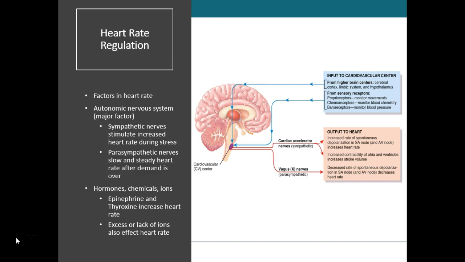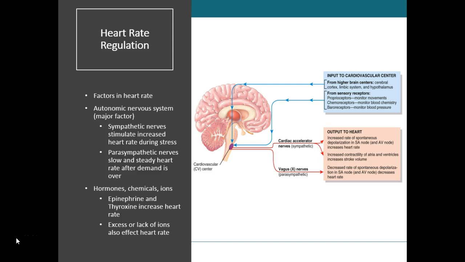As physical activity begins, proprioceptors, remember those are the ones that monitor the position of your limbs and your muscles, they're going to send nerve impulses at an increased frequency to the cardiovascular center. You have chemoreceptors that are going to monitor chemical changes in the blood, and baroreceptors that monitor the stretching of some of our major arteries that can be caused by the pressure of the blood flowing through them. So all of this information is being sent into the cardiovascular center.